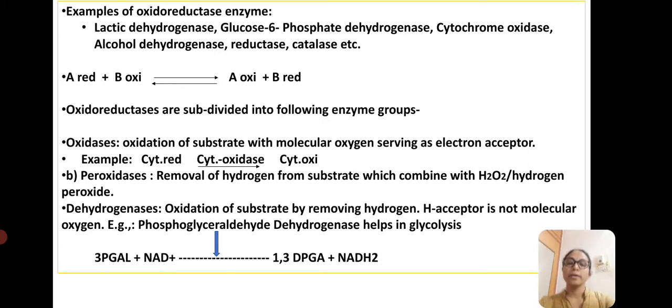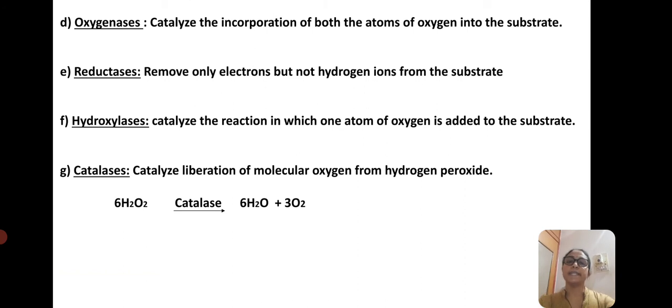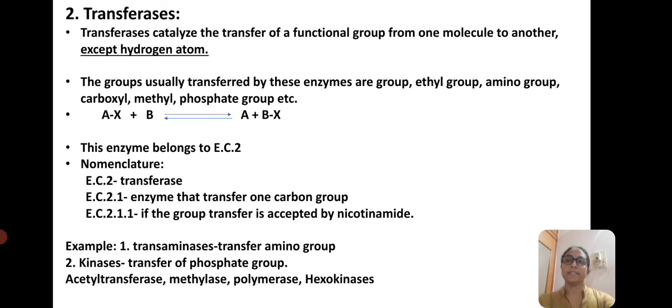We can see simultaneously the oxidation of one substrate and reduction of another substrate takes place with the involvement of 2 electrons, or a pair of electrons will be removed from the substrates. That is the reduction reaction. And coming to the other major groups of oxidoreductases, those are oxidases and also peroxidases, oxygenases, reductases, hydroxylases, and also catalases. These are some further classification of the oxidoreductases.